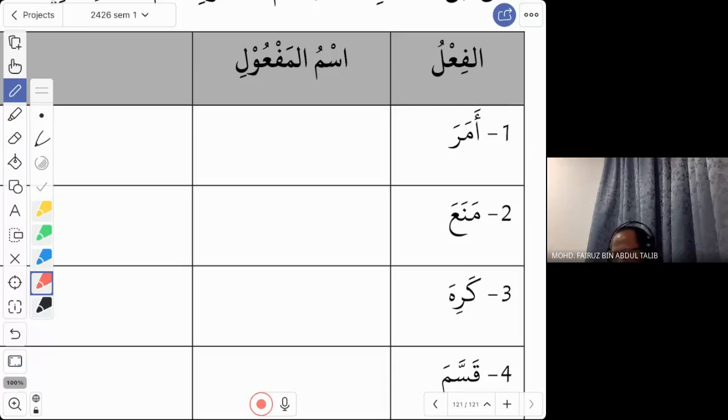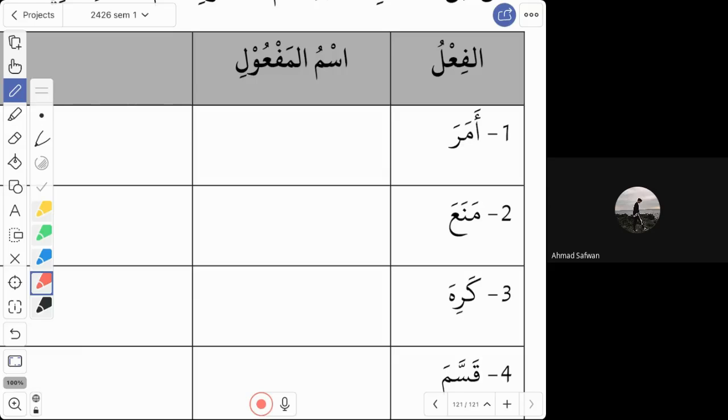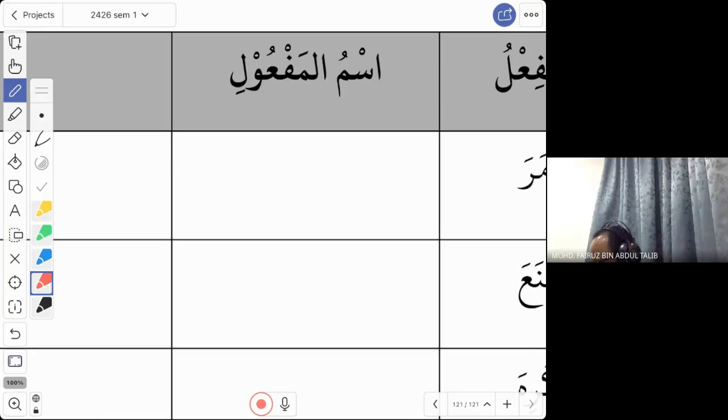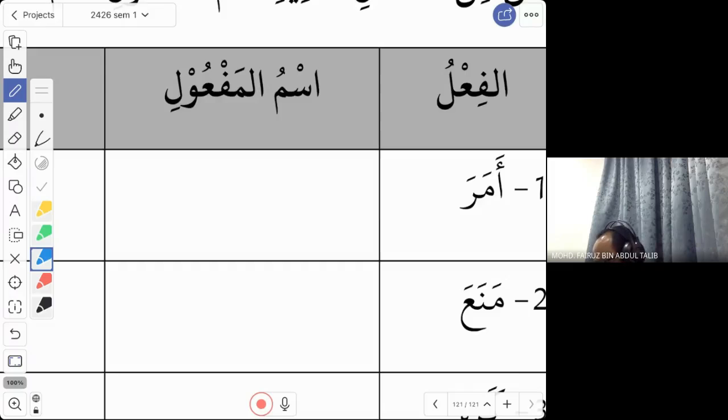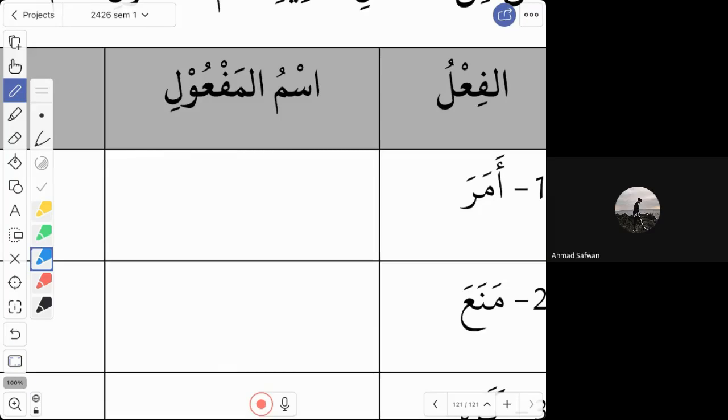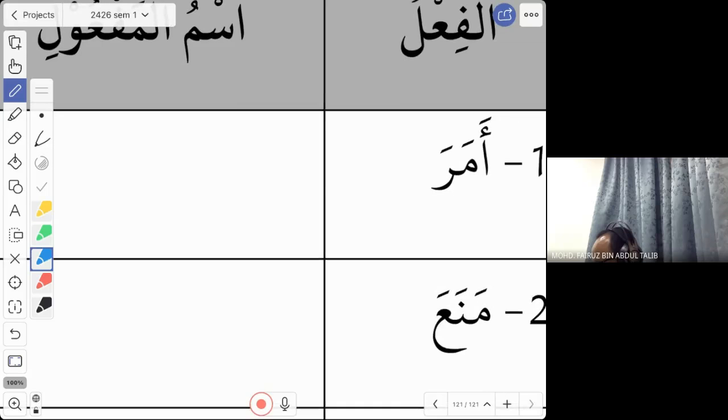Safwan. Yes, Safwan. Amara. What is the ism maf'ul? I'm not sure for this word, Ustaz. Try changing to the wazan of maf'ul. It is similar. Amaro. Yes. It seems the same as what we did just now. Change to maf'ul. You simply replace the fa with alif, ain with mim, and lam with ra. That's all.